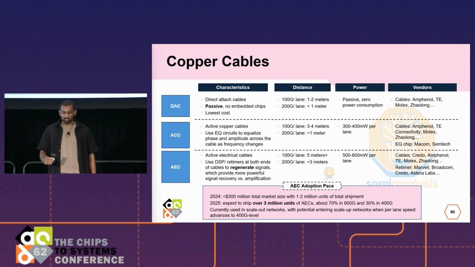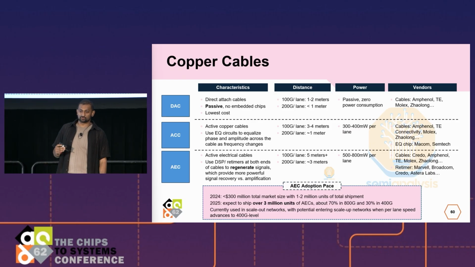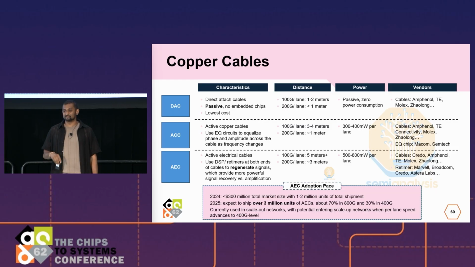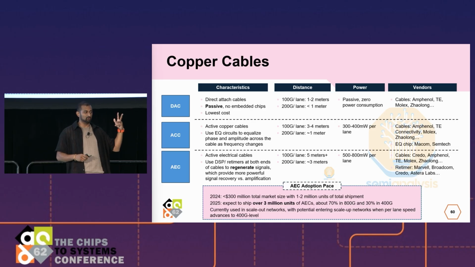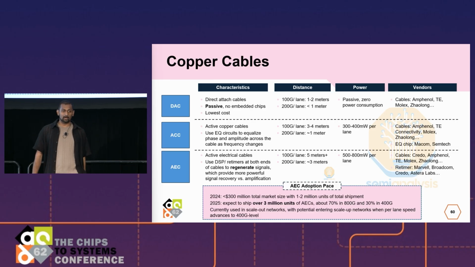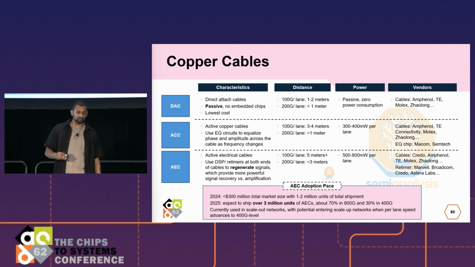And so while AECs were less than $300 million last year, this year there's over 3 million units, and it's going to be multi-billion dollars, right? The size of the active electrical cable market has skyrocketed as well. And so you see companies like Credo and Astera Labs, their stocks have done really, really well because of this, right?